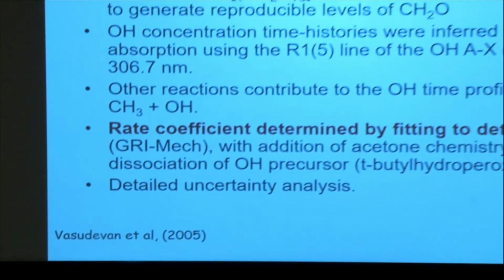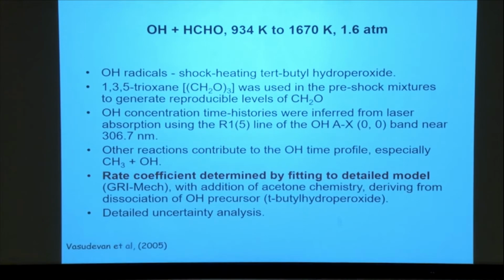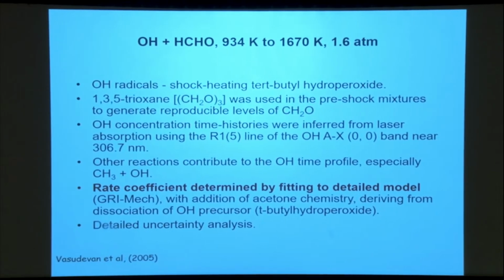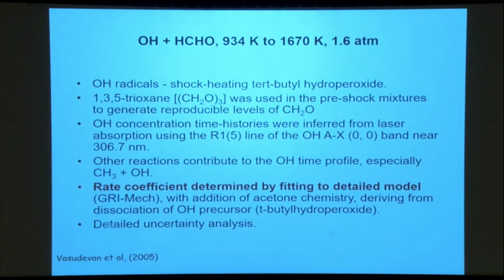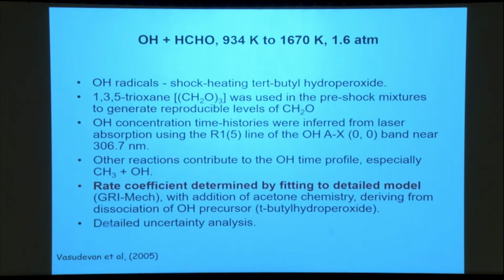Okay, so this is an example of OH plus formaldehyde. Again, we've got our precursor to produce our OH radicals, which in this case is tert-butyl hydroperoxide, and the shock heating will break apart this molecule to give us our OH radicals. And then we have a precursor for our formaldehyde. And then we're looking at the concentration time histories using laser absorption.